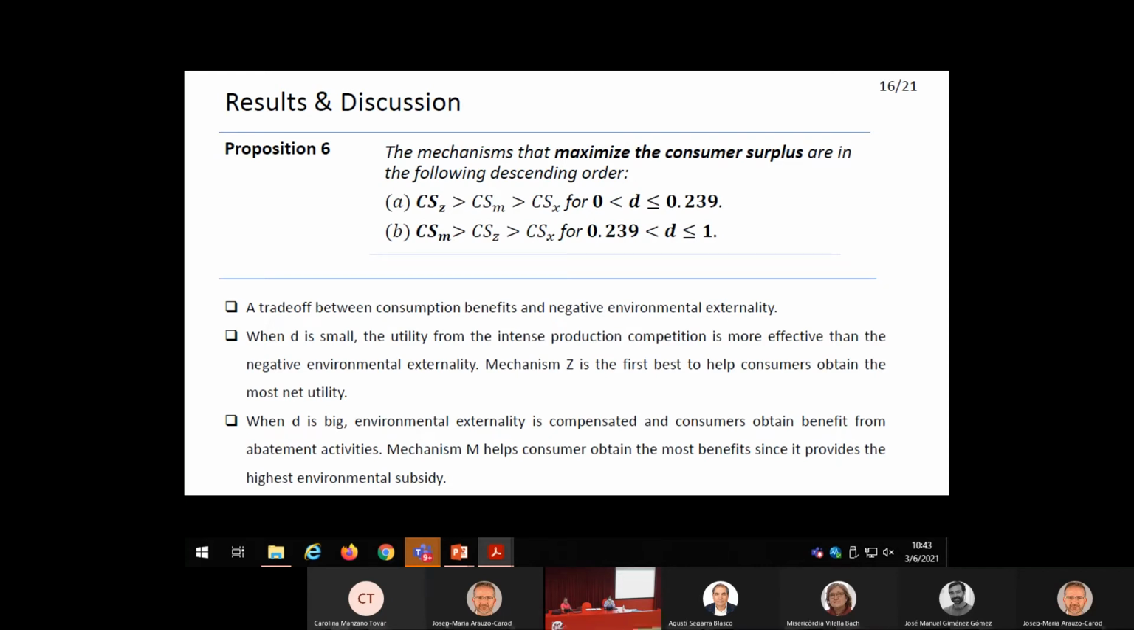And when environmental damage is high, the environmental externalities are compensated, and consumers can now obtain the benefit from the abatement activities. So mechanism M can help consumers obtain the most benefit since it provides the highest environmental subsidy in this case.